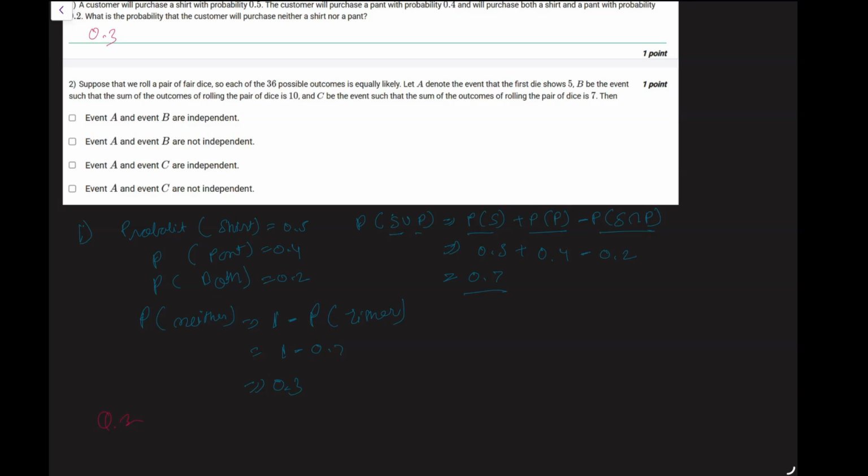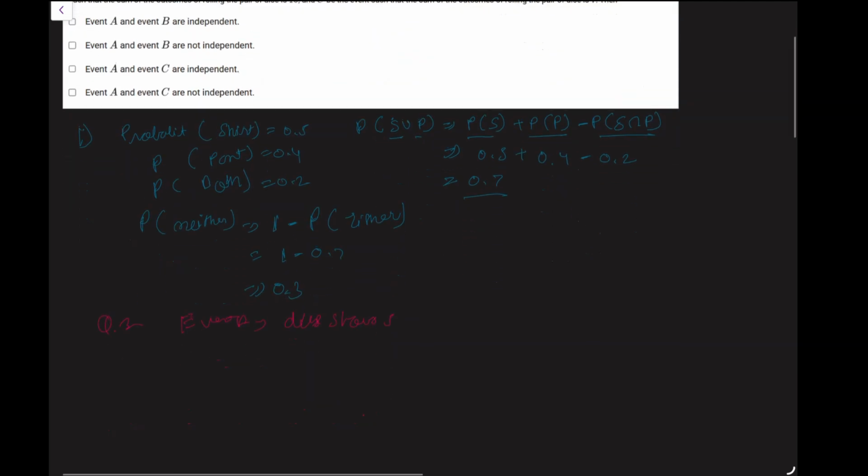Okay, so let's solve this step by step. Event A. What is event A? So event A was first die shows 5. That's event A. Then we have event B, which is sum is 10. Next up, we have event C, sum is 7.